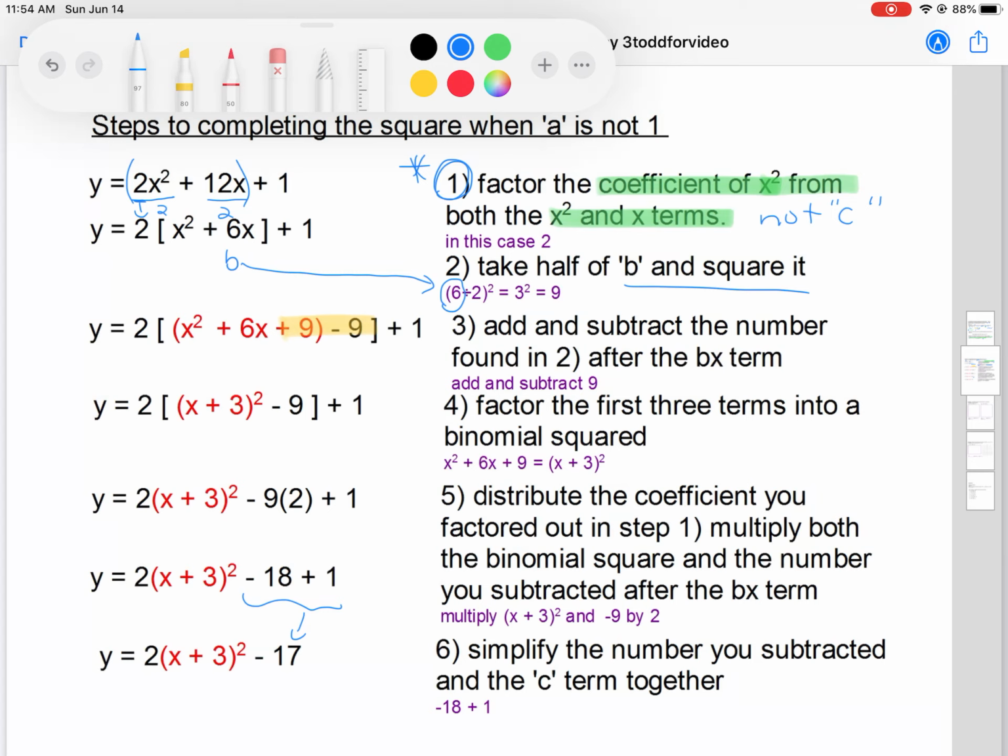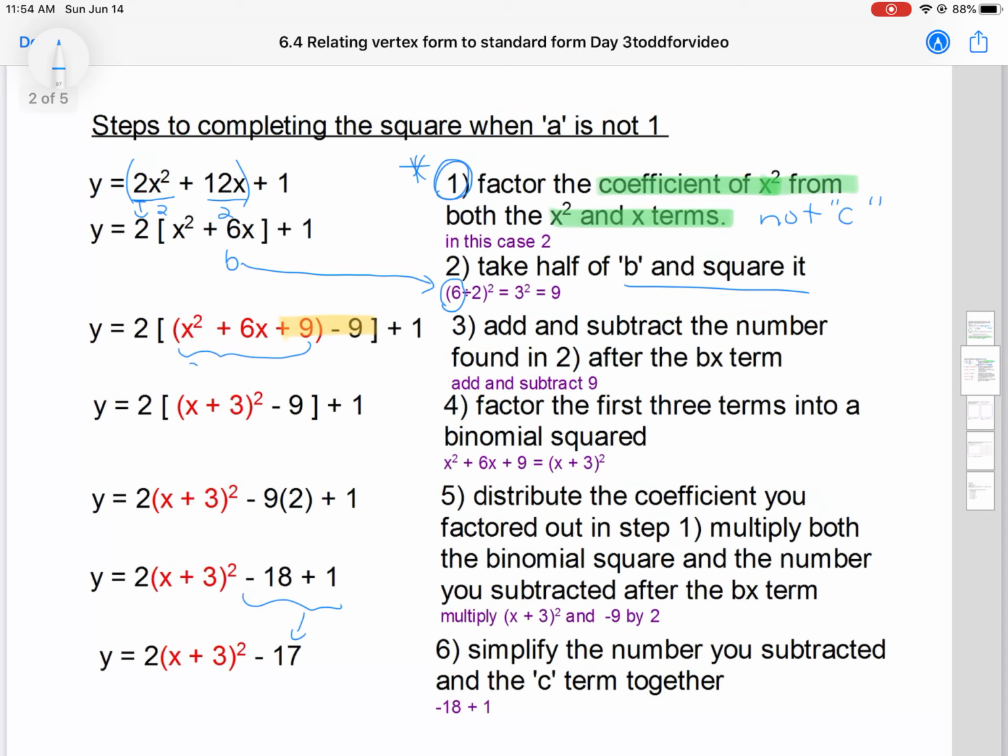But here's an extra step. It actually doesn't matter what order you do 4 and 5 in, but what you have to do is you can factor first. So here we've factored the trinomial to make our perfect square, but we still have this -9 to deal with.